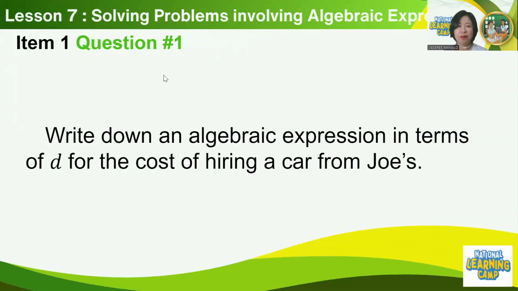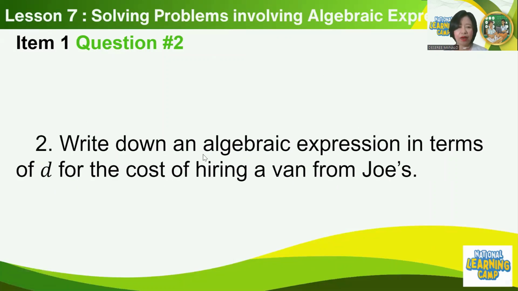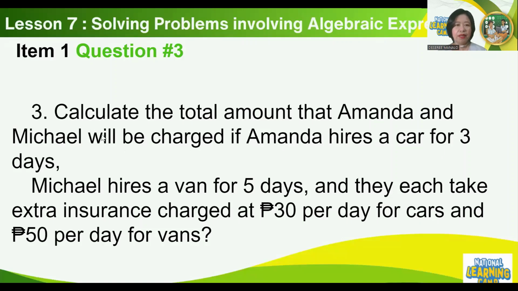Item 1, question number 1. You can pause the video to answer all the questions. Write down an algebraic expression in terms of D for the cost of hiring a car from Joe's. 2. Write down an algebraic expression in terms of D for the cost of hiring a van from Joe's. Question 3. Calculate the total amount that Amanda and Michael will be charged if Amanda hires a car for 3 days, Michael hires a van for 5 days, and they each take extra insurance charge at 30 pesos per day for cars and 50 pesos per day for vans.